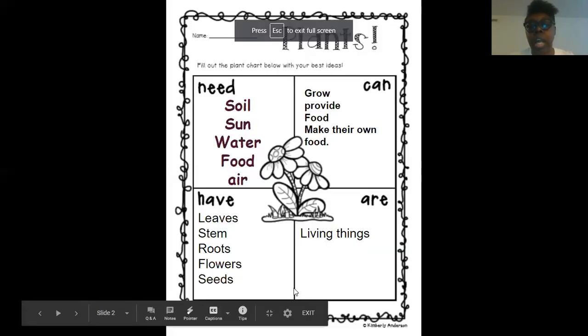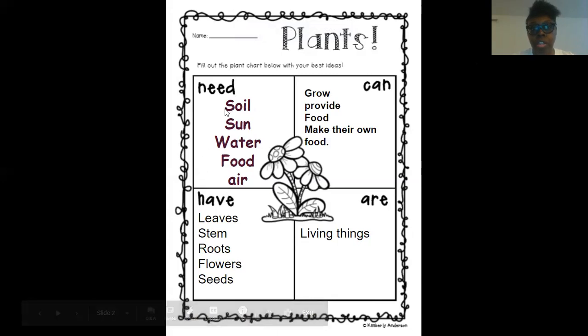So this is the slide that we're looking at right now. These are the things that we've learned about plants. Remember, we filled this one in together. They need soil, sun, water, food, and air. Thank you, Zayden and Faith, for helping me to fill that out. Soil, sun, water, food, and air. These are the things that plants need.